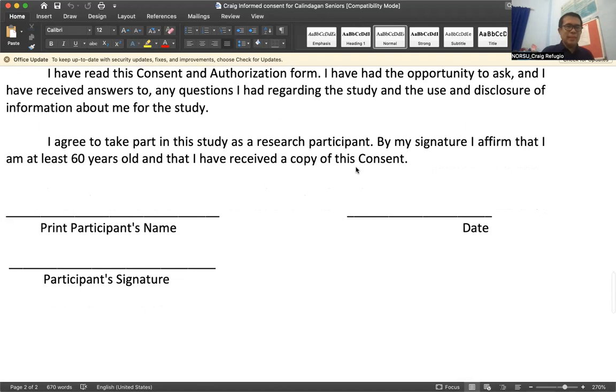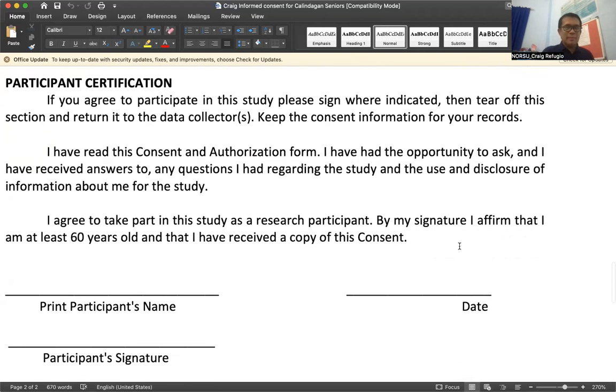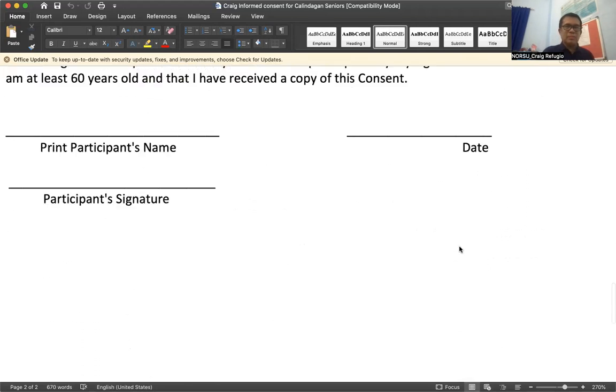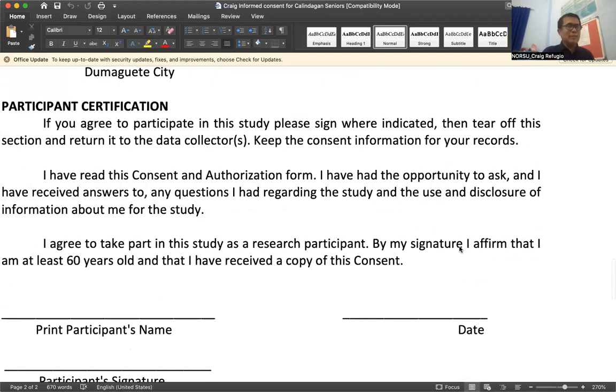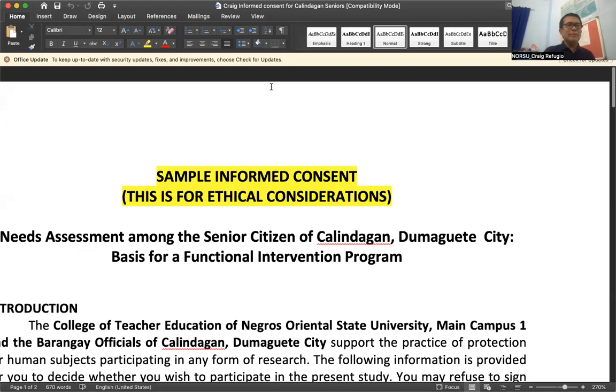So print participant's name, then participant signature, then the date. So this is actually the participant certification. All in all, those are the components of the informed consent. Any clarification? Any clarification of the informed consent?